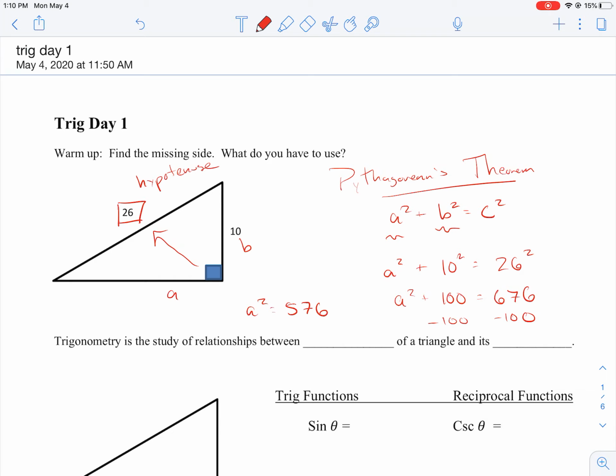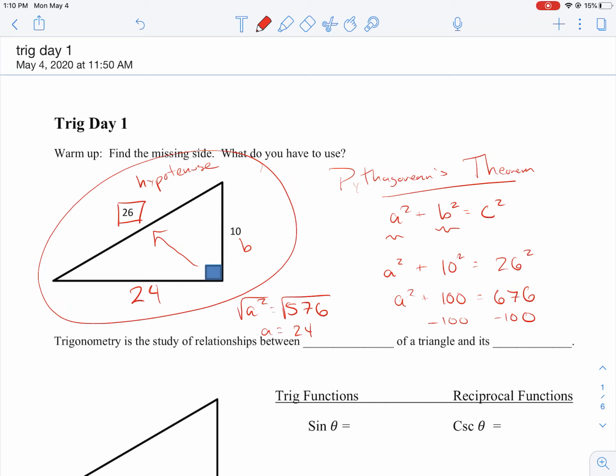I feel like I've seen this number before. The square root of 576 is 24. So you take the square root of that, and you get a is equal to 24. The length of this leg right here is 24.